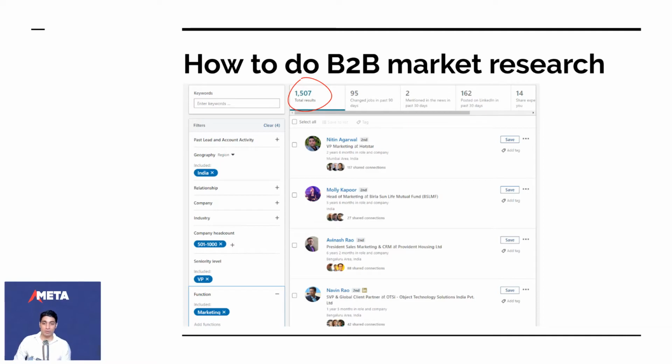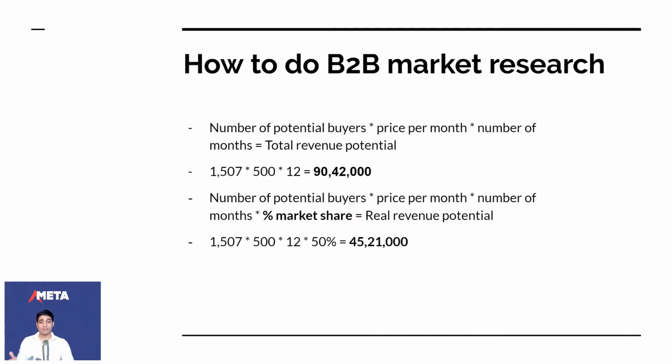So here, I'm looking for companies in India with at least 500 to 1,000 employees. I'm looking for VP of marketing, and as you can see, the total size of the market is about 1,507 people in this role. And so I know that if I take 1,507 into 500 rupees per month into 12 months, that's a potential revenue of 90 lakhs per year. The number of potential buyers into price per month into number of months.